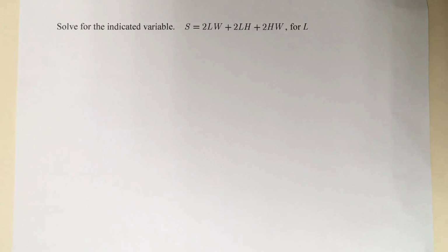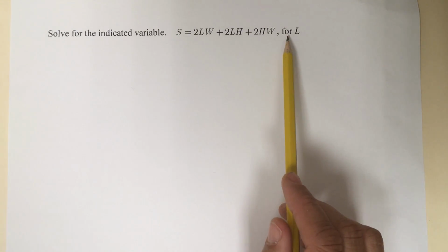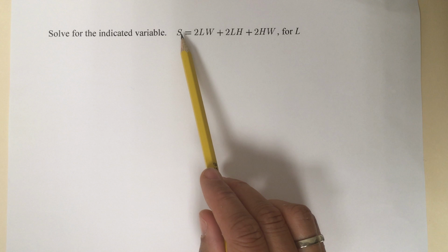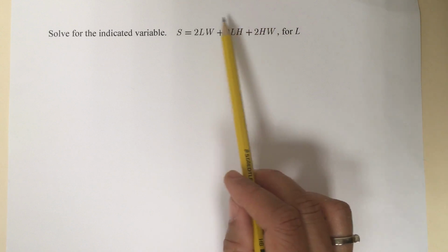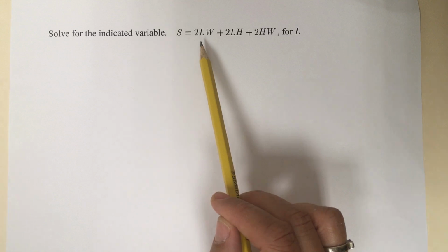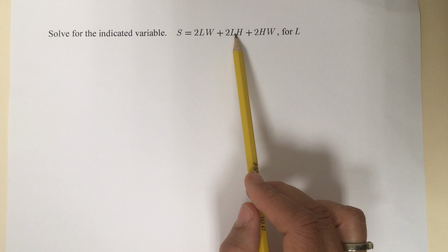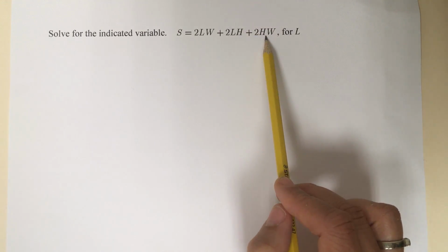Our problem says to solve for the indicated variable. The equation we have is S equals 2LW plus 2LH plus 2HW, and we're solving for L. If you happen to recognize this equation, this is the equation for the surface area of a rectangular box. So twice the length times width plus twice the length times height plus twice the height times width.